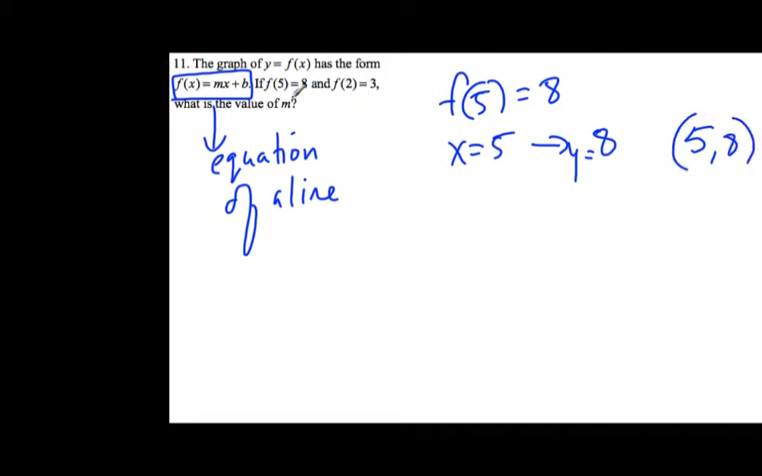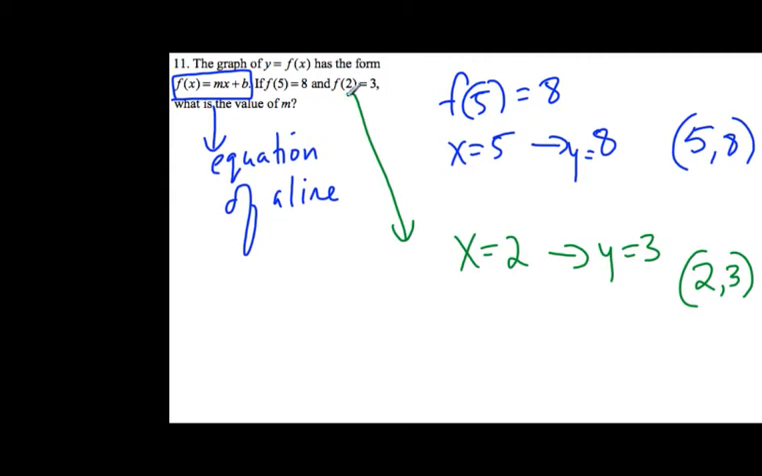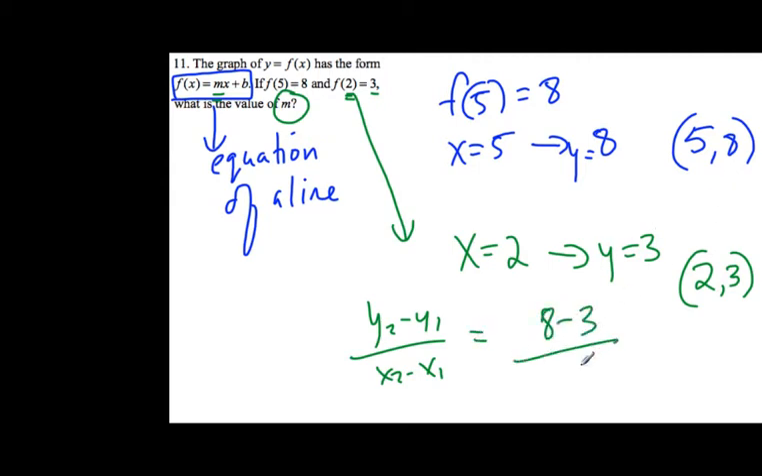And here, when we have f of 2 equals 3, that means when x is 2, we're going to get y equals 3. So this is (2, 3). Basically, this is the x because we know that f of x, that's the x, and that's going to be what we get when we plug in that x, that's basically the y. So these are the 2 points that we have. So when it's asking us for the value of m, we know that that's the slope. So we could do y2 minus y1 over x2 minus x1. That'll be 8 minus 3 over 5 minus 2. That's 5 over 3. And that's our value of m.